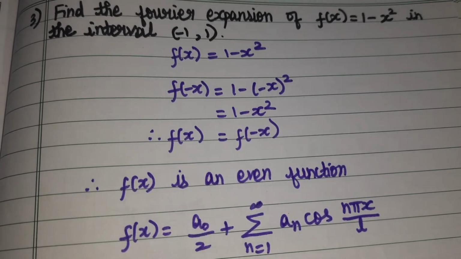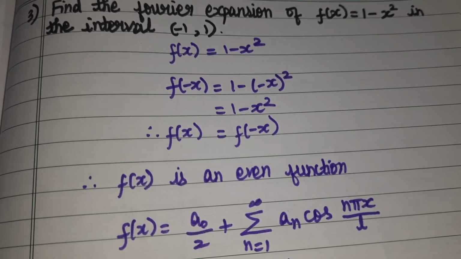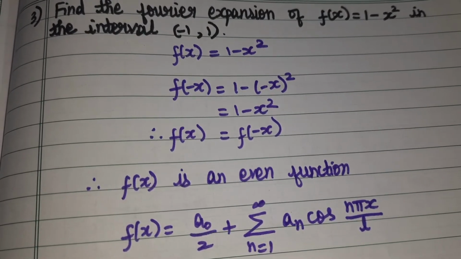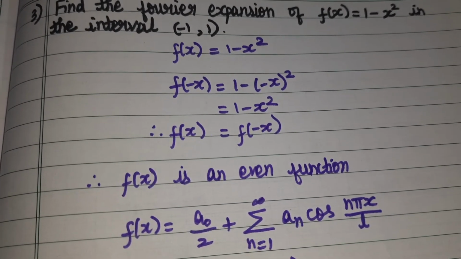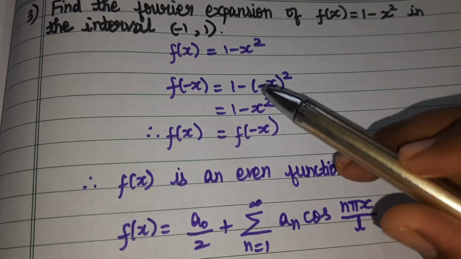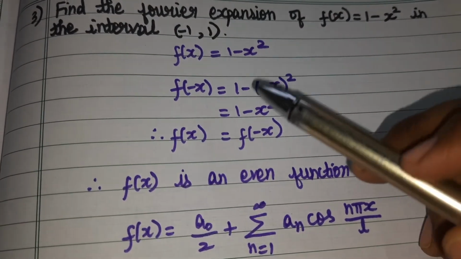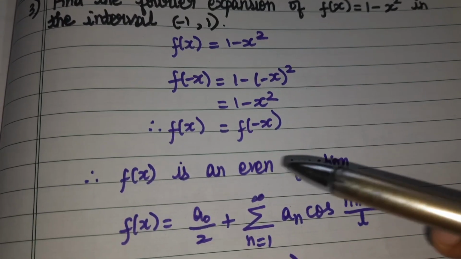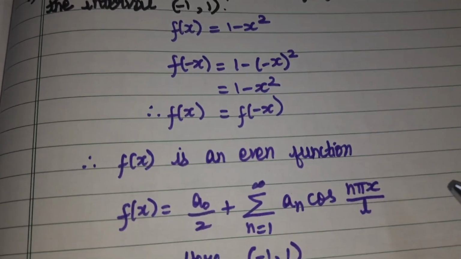Here the next question is, find the Fourier expansion of f of x equal to 1 minus x square in the interval minus 1 comma 1. Here if we substitute x is equal to minus x, therefore 1 minus of minus x the whole square, so 1 minus x square. Here f of x equal to f of minus x. Therefore f of x is an even function. Therefore bn is equal to 0.